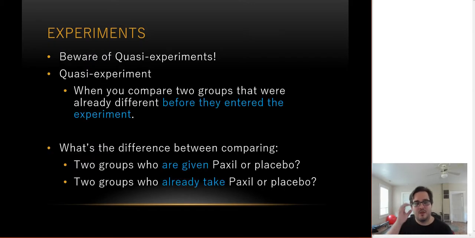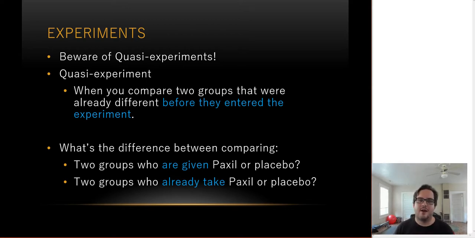Okay. One thing I want to call out, and I call this out because I will see it when you write your research proposals. I know at least one person will do this: they will design what's called a quasi-experiment. A quasi-experiment is when you compare two groups that were already different before they entered the experiment. So remember, to conclude that something causes something else, you have to manipulate it. The researcher must change it in some way.